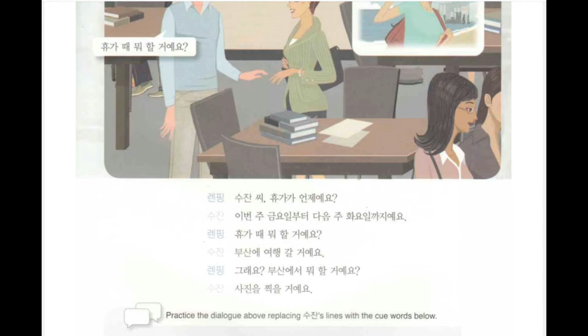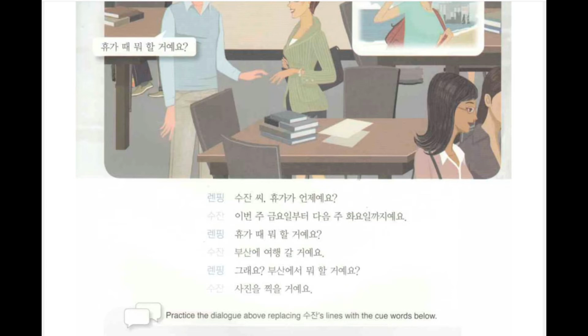수잔 씨, 휴가가 언제예요? 이번 주 금요일부터 다음 주 화요일까지예요. 휴가 때 뭐 할 거예요? 부산에 여행 갈 거예요. 그래요? 부산에서 뭐 할 거예요? 사진을 찍을 거예요.